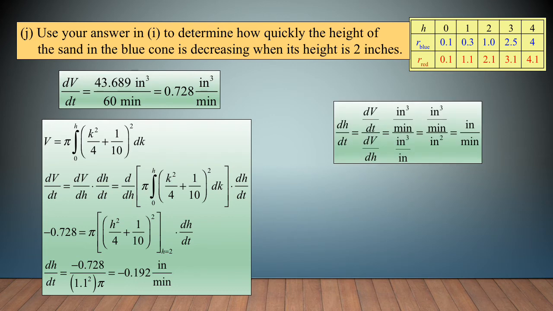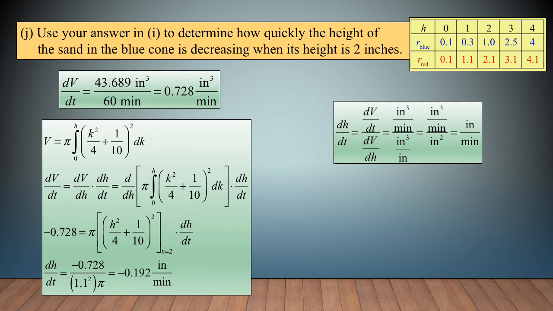We know that dh/dt needs to be in inches per minute, but you may be wondering, how do we end up with those units? We can use the fact that dh/dt is equal to dV/dt over dV/dh. dV/dt is measured in cubic inches per minute, and dV/dh is equal to cubic inches per inch.